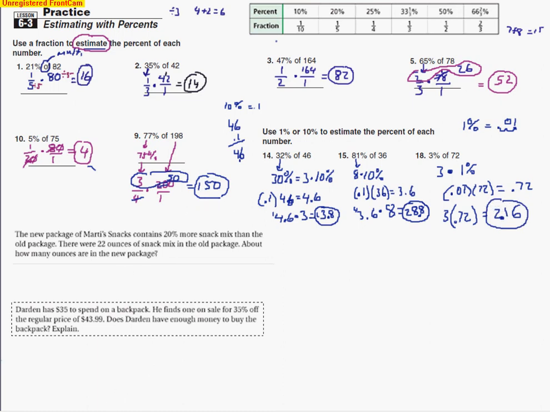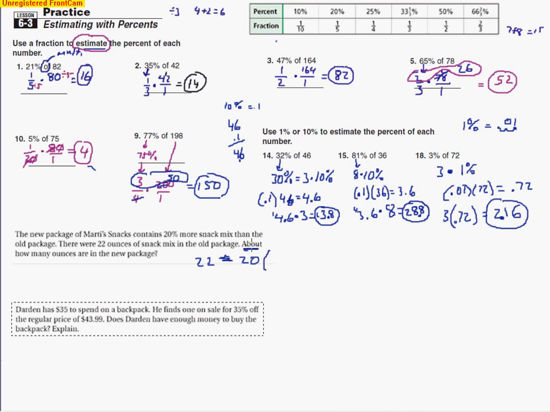Well, let's take a look at another problem here. We've got a word problem. The new package of Marty's snack contains 20% more snack mix than the old package. There were 22 ounces in the old package. Well, let's go ahead, and they want an "about," so that means to estimate. So let's use some easier numbers. Let's figure out what 20% more is. Well, all we have to do is this. 22, well, let's change that number. This is about, so that's what the squiggly equal sign means, just about 20.